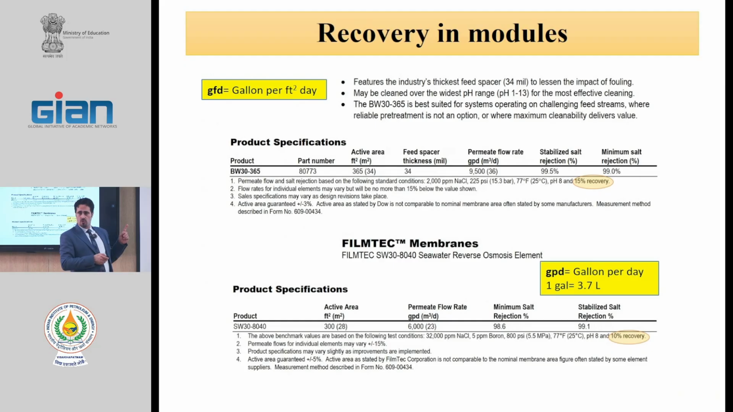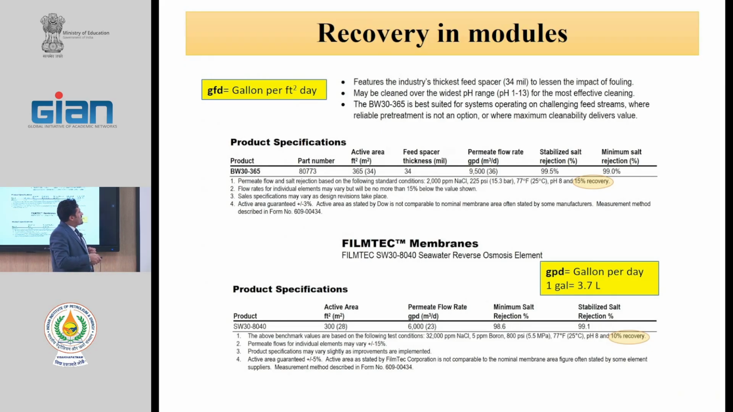Therefore, with 1 module, we can only reach 10 or 15% recovery. And for increasing the recovery, we must use series modules in a pressure vessel. Therefore, in industrial pressure vessels, we usually use 4, 5, or 6 modules in series, where the concentrate of 1 module goes to the second, then to the third, and so on.